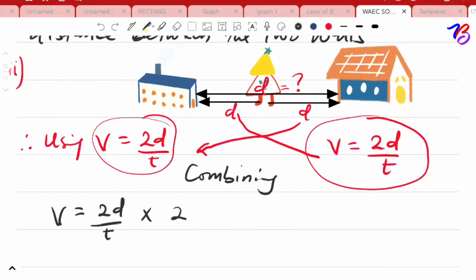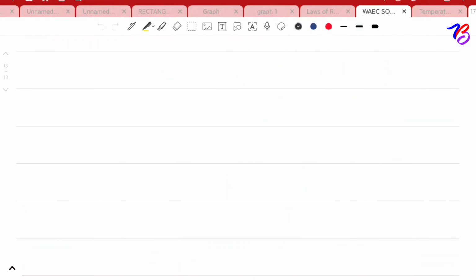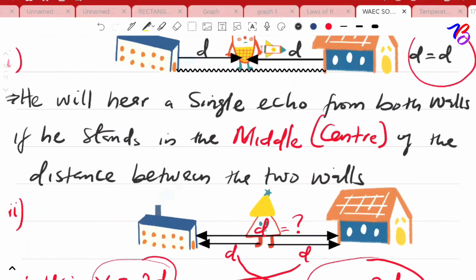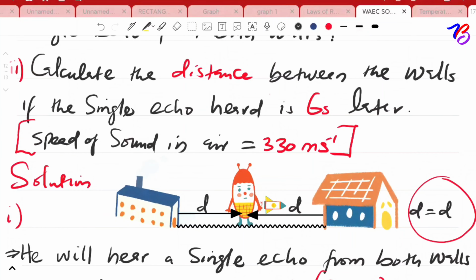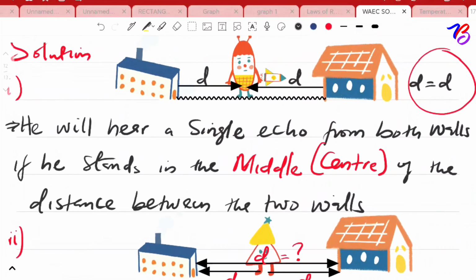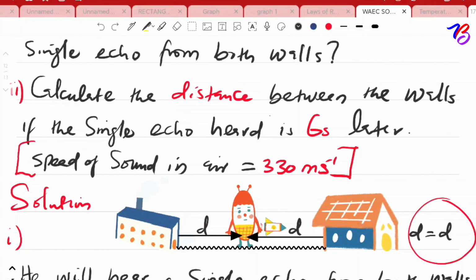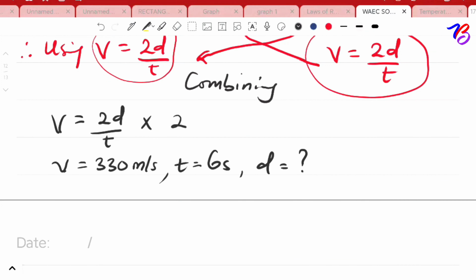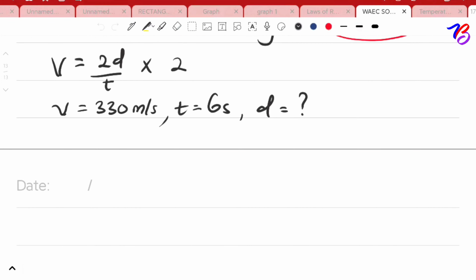So our triune component, our V, is given to be 330 meters per second. The second triune component as given, let's look at it quickly. The second triune component is our time. Our time is 6 seconds. So let's write it, T is equal to 6 seconds. Then the third triune component is what we are calculating for. And this is D, that calculate the distance between the walls. So this is meant to be D, it is unknown. Total distance is unknown, please. Okay? But we're going to use this as the initial distance to solve before the final distance.